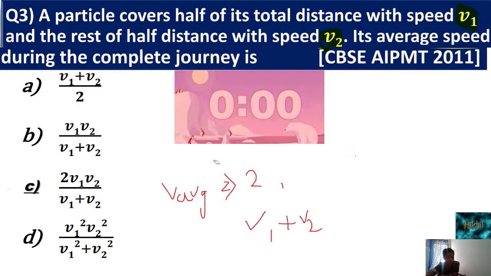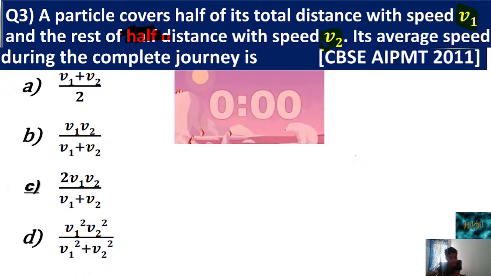To prove this, let us solve by distance also. Where is it given? It is here. Half distance means he has covered half and half is left, so he has to cover half the distance. Half the total distance with speed, so it is easier for us. So total distance upon total time gives the average speed.